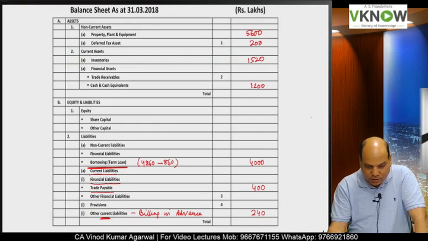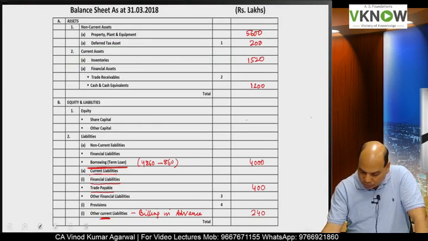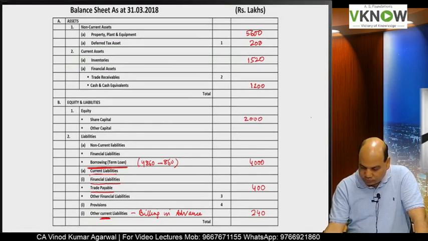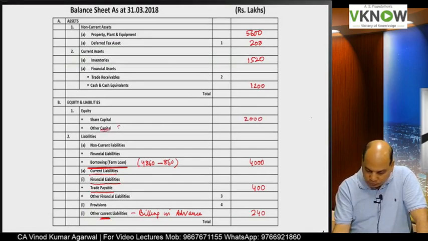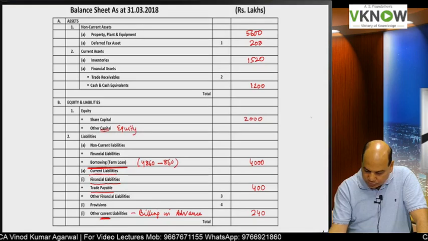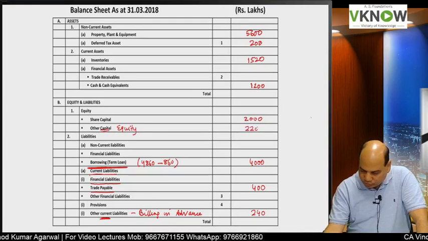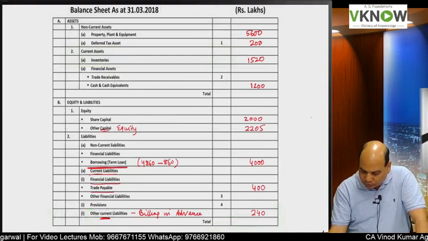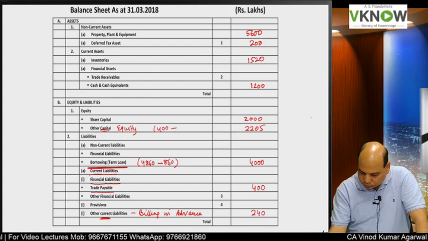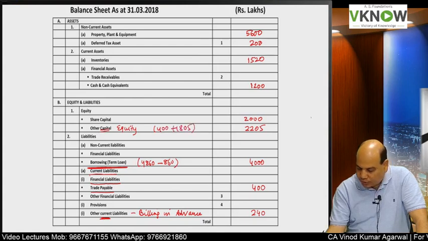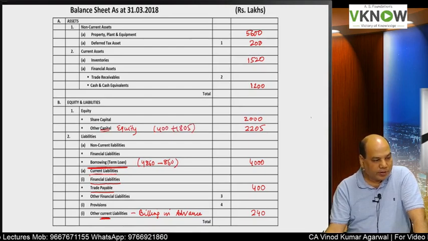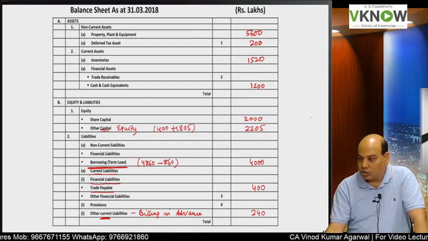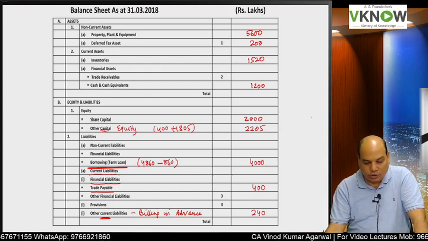Liability side, share capital, how much you said? Share capital 2000. Other equity 2205. You want to write the total in bracket, 400 plus 1805. Later on you will not find this number in the answer, so it is better to write the working. This way you have to present very nicely, no shortcut. If you write like this, you will get full 16 marks. Now I think we have done.